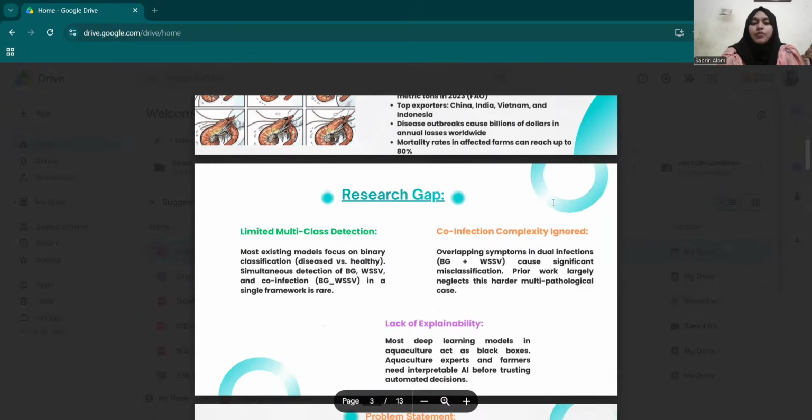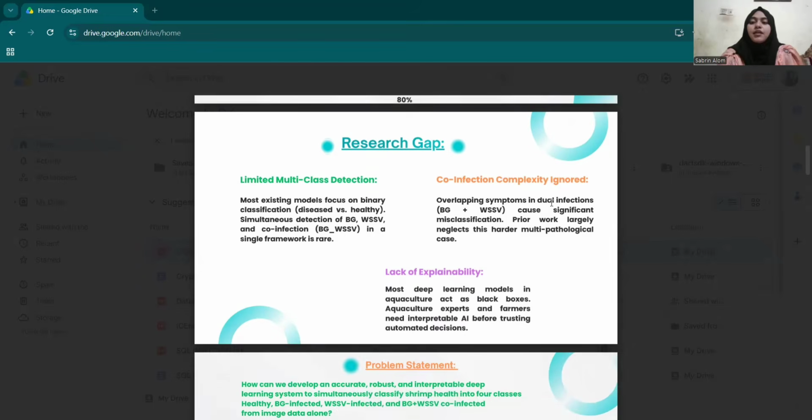Let's move to our third slide, which is the research gap. In this research gap, we actually see different kinds of research gaps. The first one is limited multi-class detection. Most existing models focus on binary classification. Binary means they have only two parts, and there is no different type of disease detection in there. AI models before this only answered one question: is this shrimp sick or healthy?